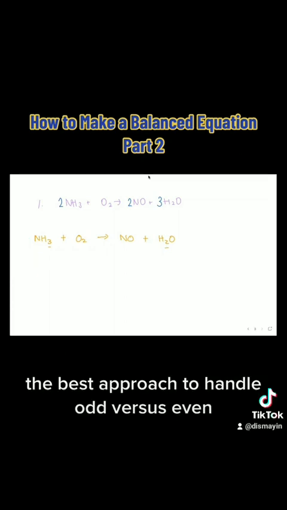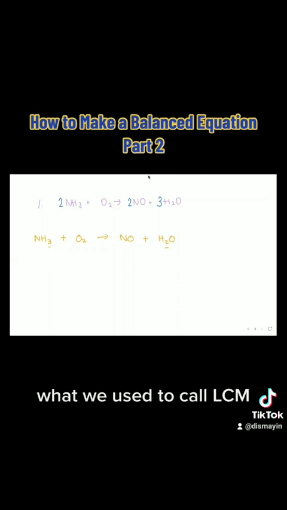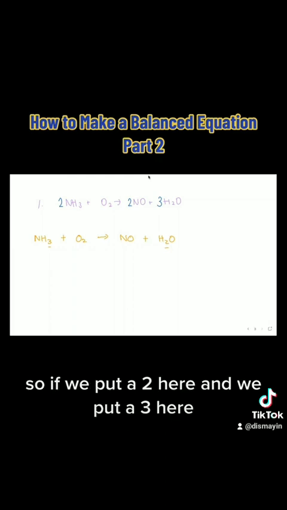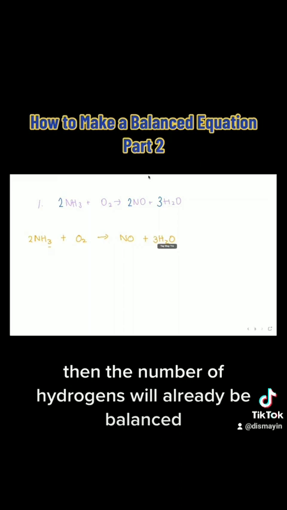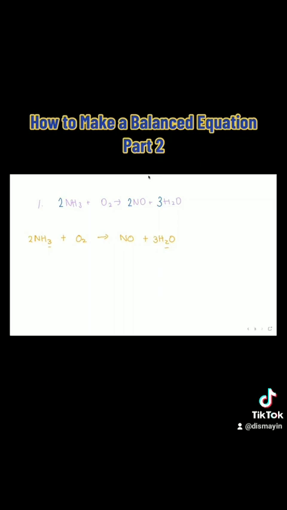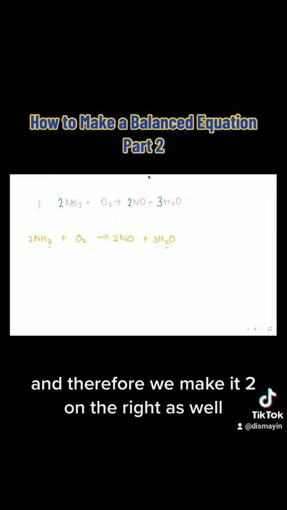Yes. So the best approach to handle odd versus even is to arrive at the nearest lowest common multiple, what we used to call LCM. All right, so the LCM, the lowest common multiple for 3 versus 2 is actually 6, right? Yes. So if we put a 2 here and we put a 3 here, then the number of hydrogens will already be balanced at 6. Then you can adjust this. Okay, this is like 2 nitrogens on the left, and therefore we make it 2 on the right as well.